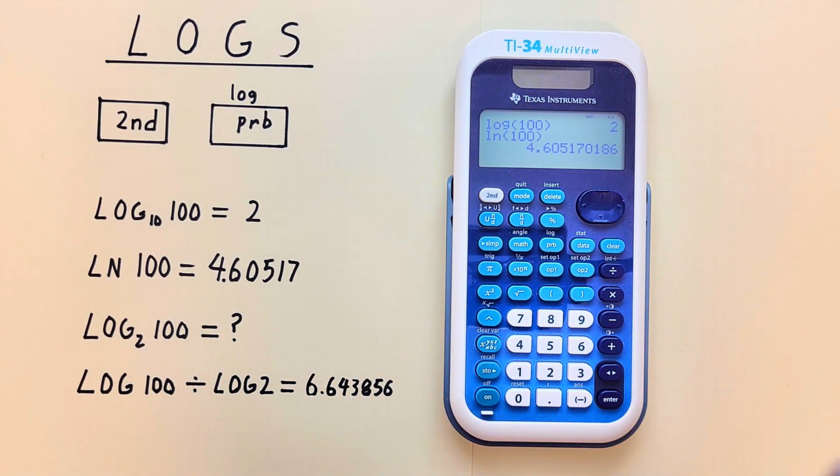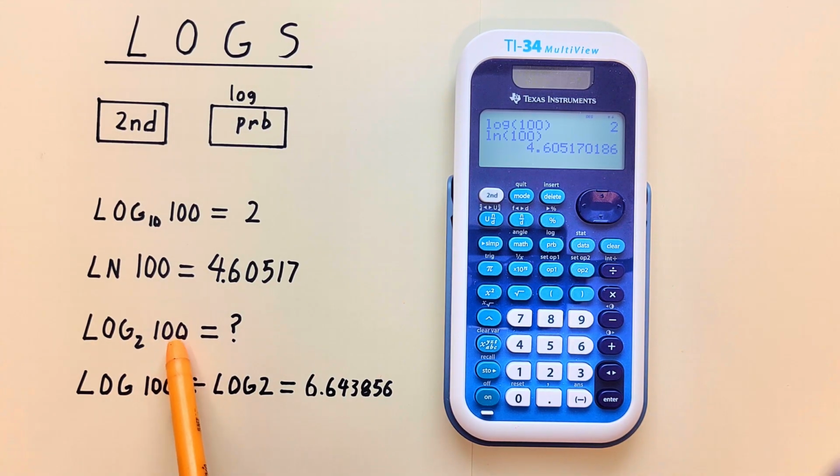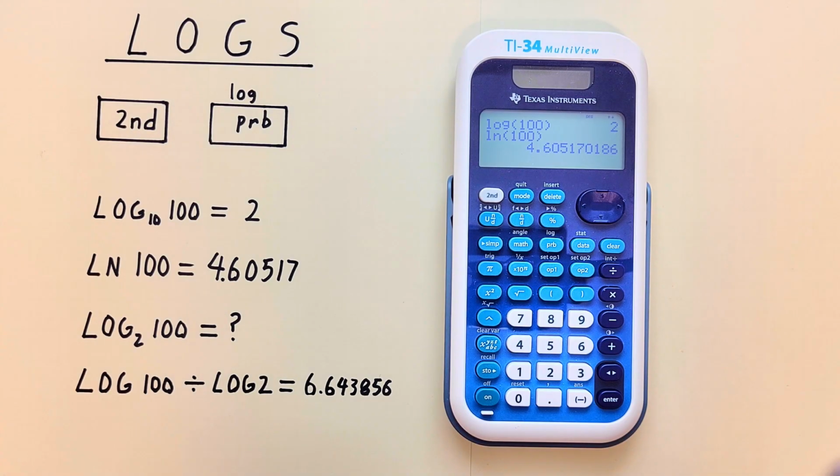What about a log that isn't base 10 or natural log? For example, log base 2 of 100. Unfortunately, I'm not aware of a way to set the log base on this calculator beyond a log base 10. So what we have to do is use the change of base formula. So if we want to solve log base 2 of 100, what we have to enter is the log of the 100 divided by the log of the base, in this case 2.